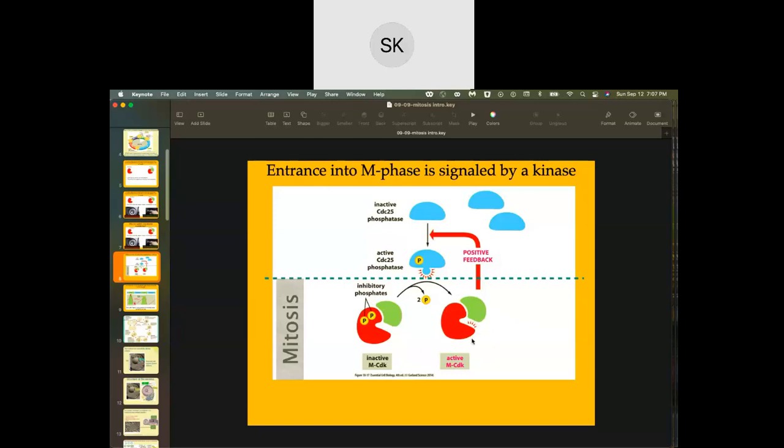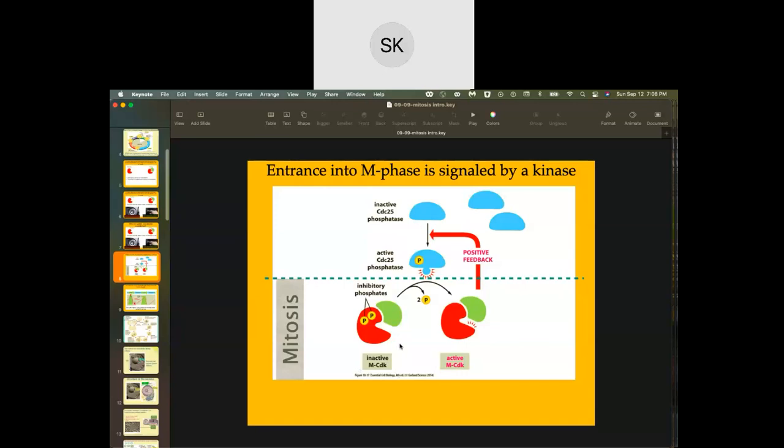So that when this mCDK is active, it's going to activate more of these molecules indirectly because active mCDK activates CDC25 phosphatase. And so when it activates this blue protein, that blue protein can activate more mCDKs that were inactive previously, and they're going to activate more of the CDC25 phosphatase until you have the maximum number or every single mCDK active.